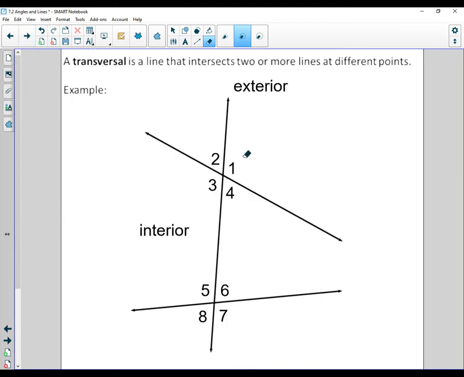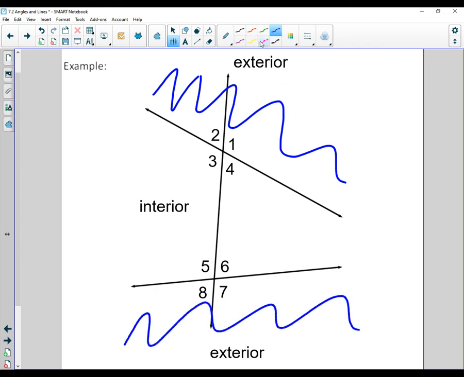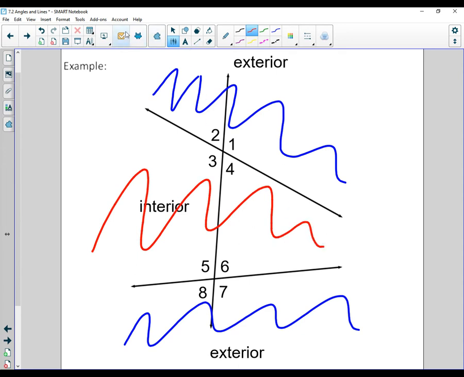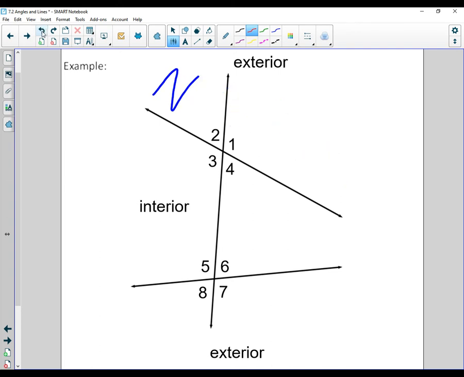Right. So, some more terminology. A transversal is a line that intersects two or more lines at different points. So, for an example, we have this is the transversal intersecting these two lines. Right. And then some more terminology. Exterior is going to be anything on the outside of the two lines. Right? And the interior is going to be anything on the inside of the two lines, just like a house or a car. That's the same definitions for interior and exterior.